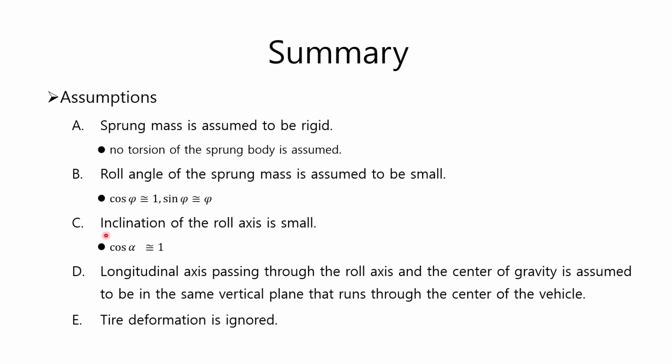Third, the roll axis tilt angle alpha is assumed to be small. Therefore, the cosine of the roll axis tilt angle alpha becomes 1. Fourth, the longitudinal axis passing through the roll axis and the center of gravity is assumed to be in the same vertical plane that runs through the center of the vehicle. Finally, the tire deformation is ignored.